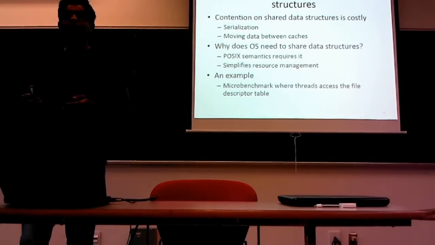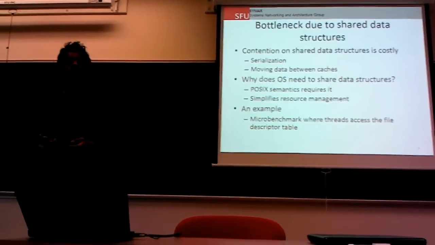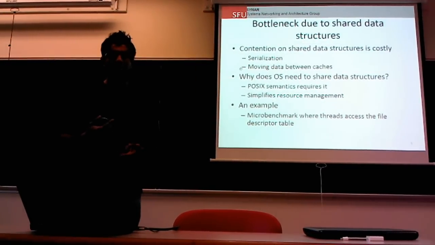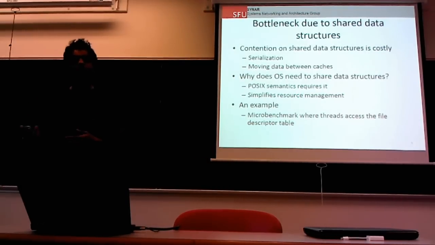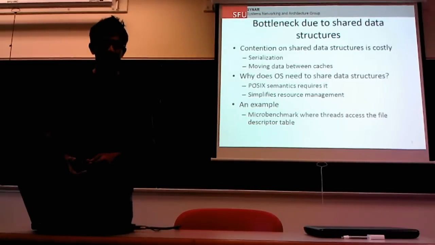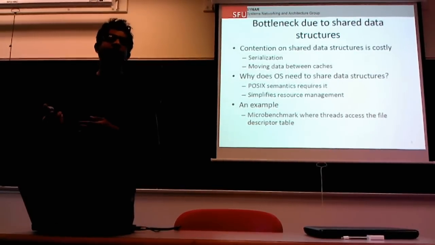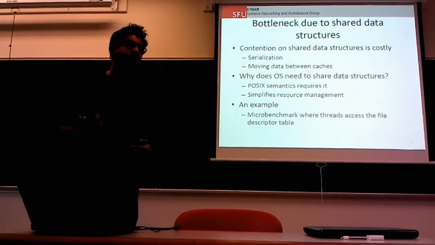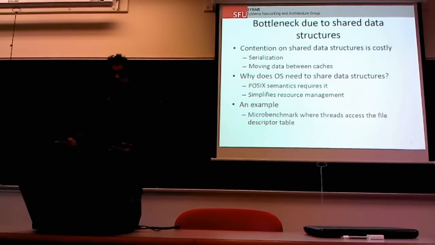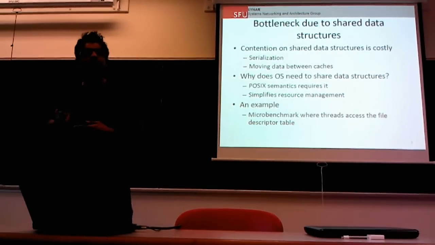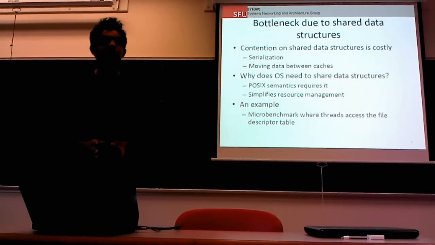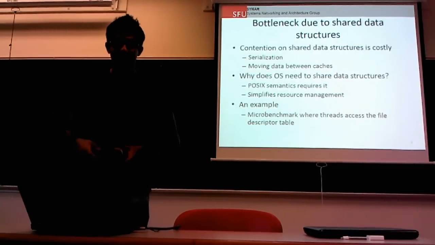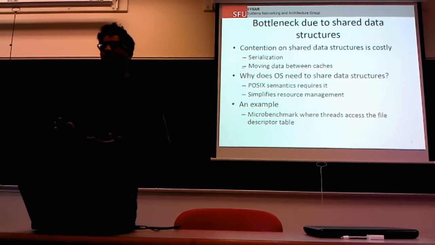This bottleneck is mainly due to accessing shared data. The problems that arise out of accessing shared data are, one, serialization. When we have shared data, we have to take locks to access it, and the locks end up serializing your parallel code. The other problem is that when shared data is accessed from different cores, you end up taking from someone else's cache and invalidating their cache. That again results in costly cache misses. These are the two problems we face when we have shared access.